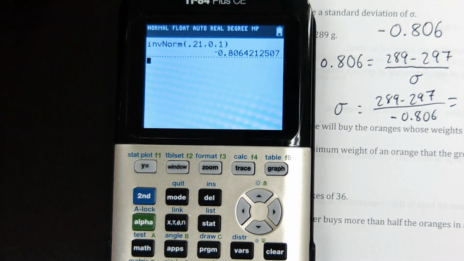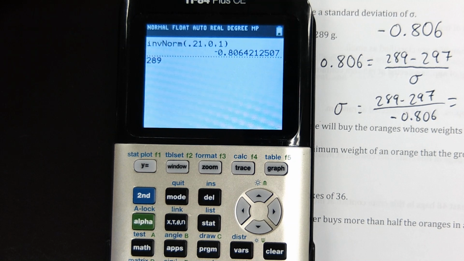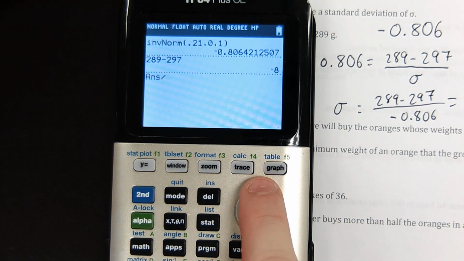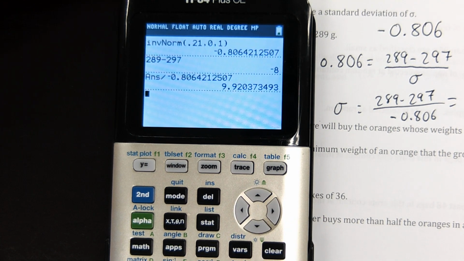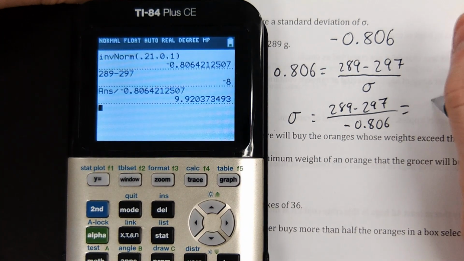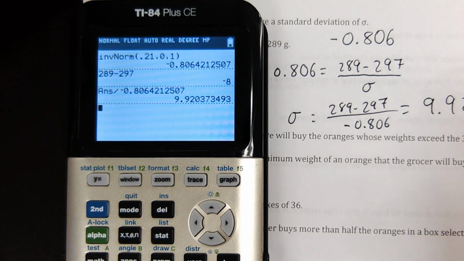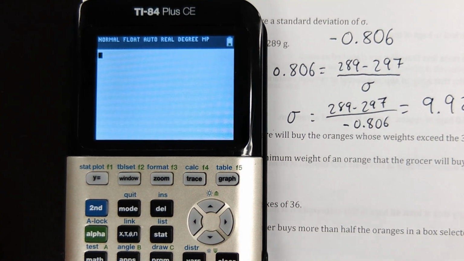Let us find our standard deviation. 289 minus 297 is divided by that number. Standard deviation of 9.92. A sigma, excuse me. No, I said it right. Standard deviation.